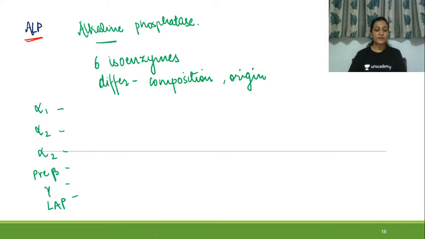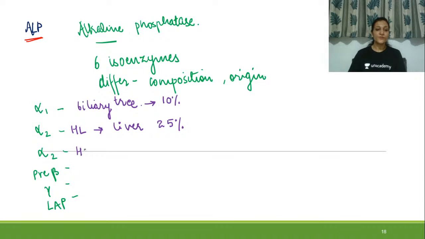So alpha 1, where is it present? It is present in the biliary tree. Alpha 2, it's also your heat labile form, and it is present in liver, and it contributes 25% of activity. Alpha 1 was contributing to 10% of total activity.